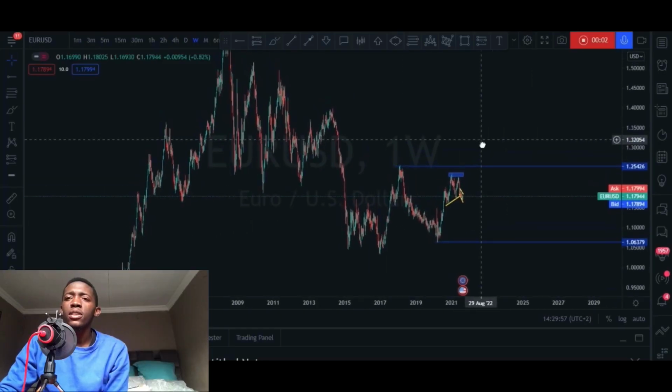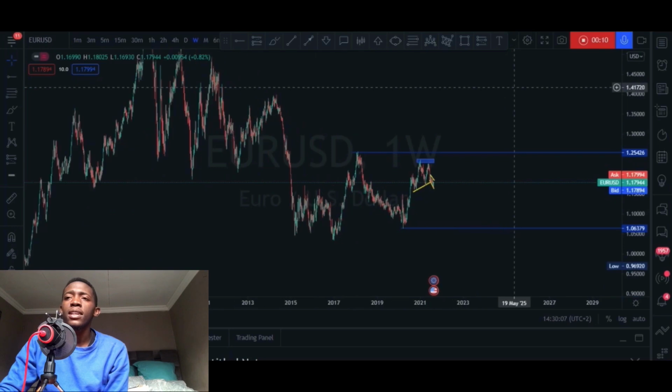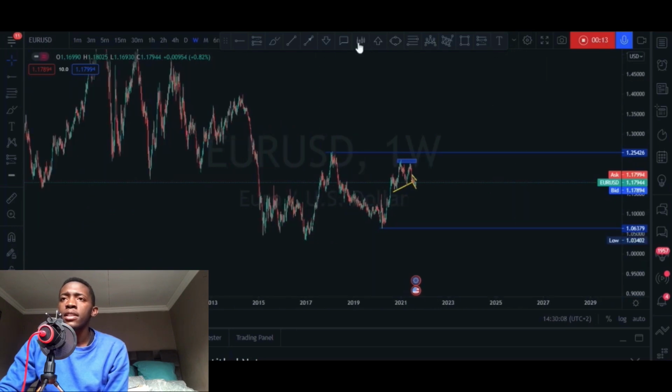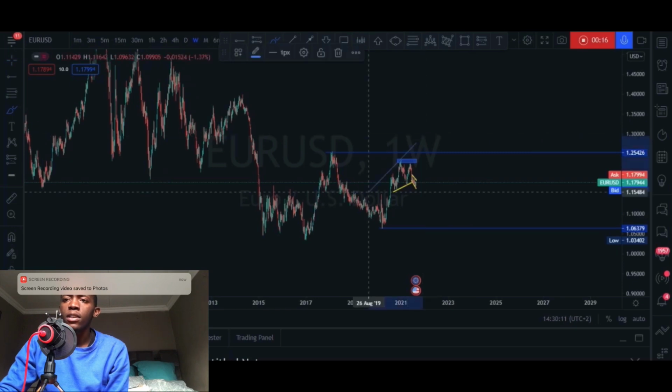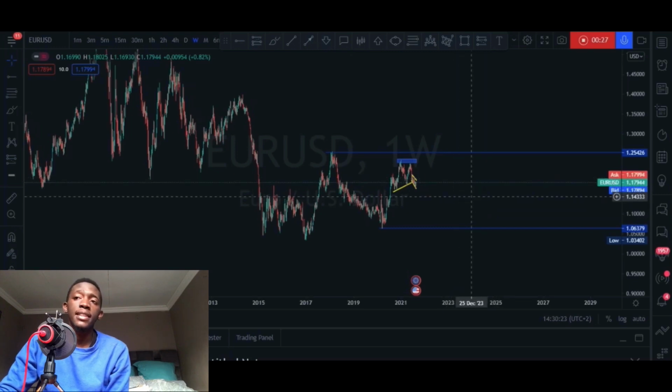Now I'm on EURUSD on the weekly time frame, and I just wanted to show you guys the bigger overall structure before going into things. So if we focus on this piece of price action here, you can actually see that price is currently trending to the upside, which is the opposite of what we saw on the DXY.